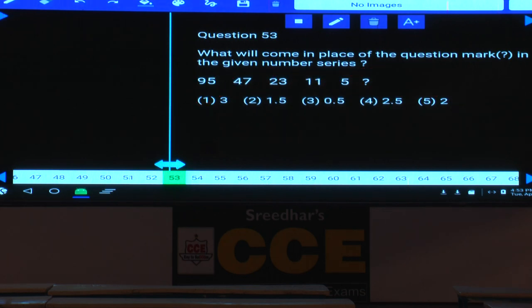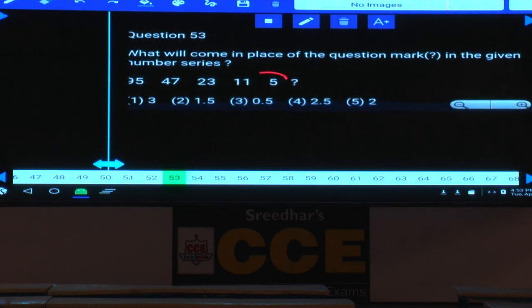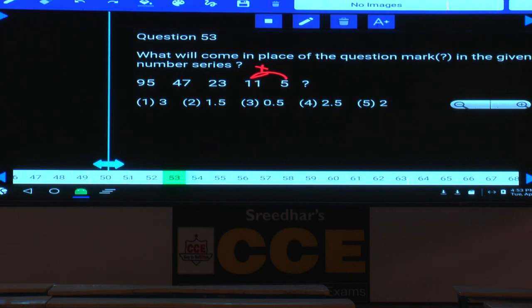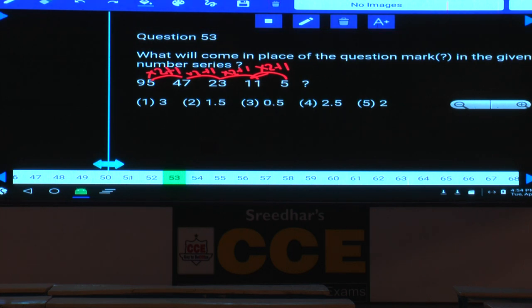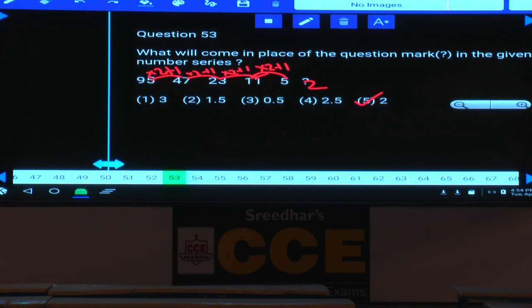Then question number 53. Now in this 53, the numbers are in decreasing order. Whenever the numbers are in decreasing order, we should always start in the reverse order. 5 into 2 is 10 plus 1 is 11. And 11 into 2 plus 1 is 23. And 23 into 2 plus 1 is 47, and 47 into 2 plus 1 will be 95. Hence, something into 2 plus 1 must be 5, so 5 minus 1 is 4, 4 divided by 2 is 2. Now 2 into 2 plus 1 is 5, choice 5 is done. In the reverse, it is into 2 plus 1, into 2 plus 1, and so on. This is about question number 53.